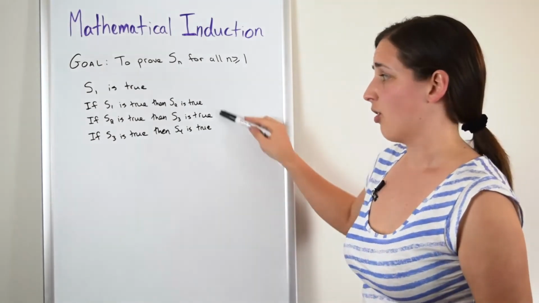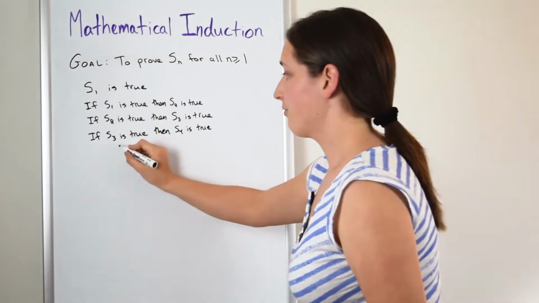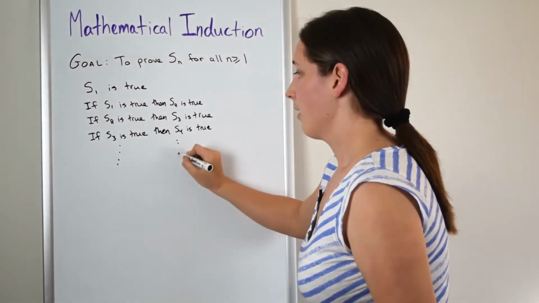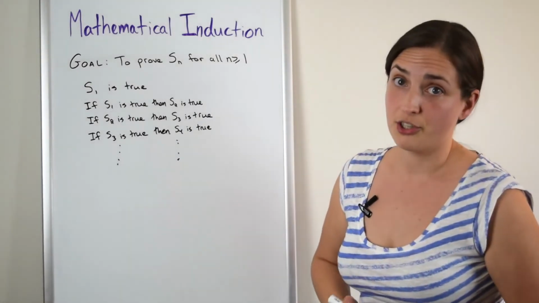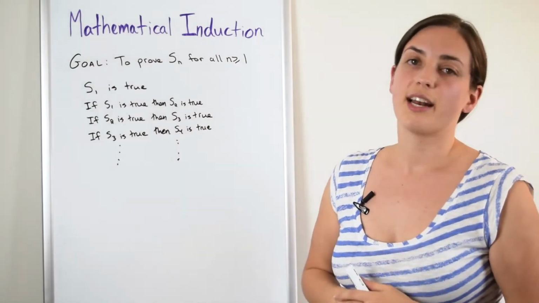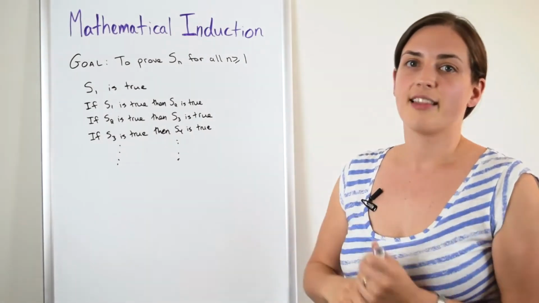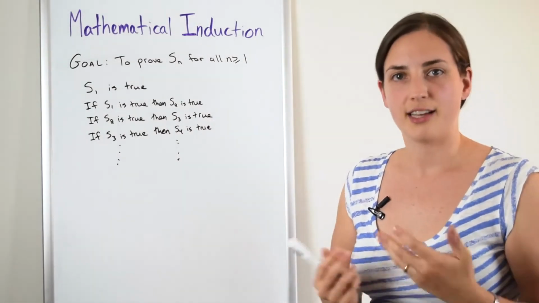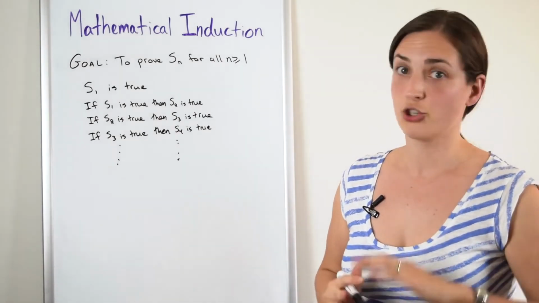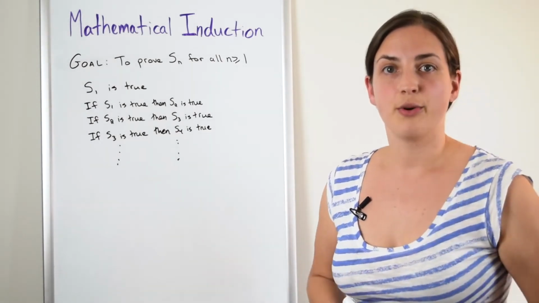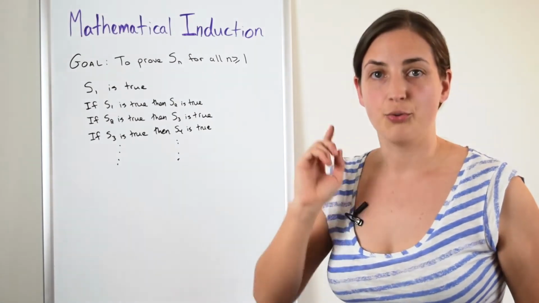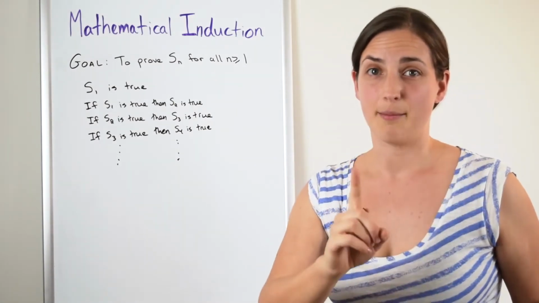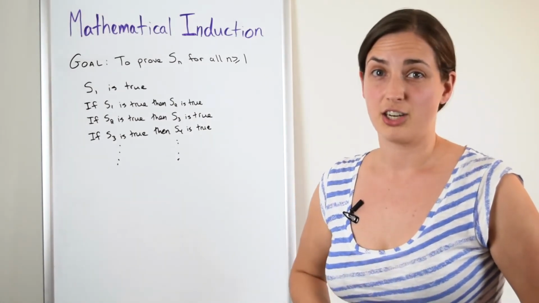But this looks like a lot of work. I have to keep going, and I have to again prove to you that if S4 is true, then S5 is true. And then once I've done that, I have to again prove to you that if S5 is true, then S6 is true. That's too much work. So what we want to do is cut down all that work and do all of that in only one step. And that's the beauty of mathematical induction.